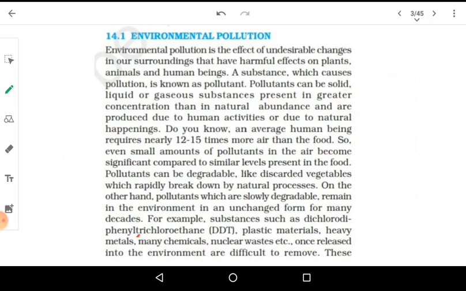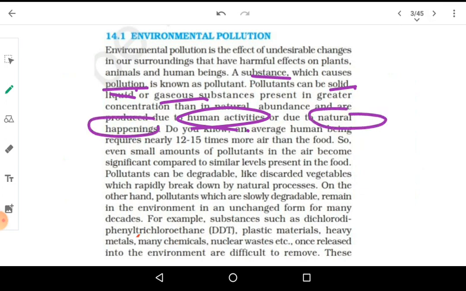Environmental pollution is the effect of undesirable changes in our surroundings that can have harmful effects on plants, animals, and human beings. Now, what is a pollutant? A pollutant is any substance which causes pollution. These pollutants can be solid, liquid, or gas, if they are present in greater concentration than in natural abundance. And these can be produced either due to human activities or due to natural happenings, like in the case of forest fire and things like that.